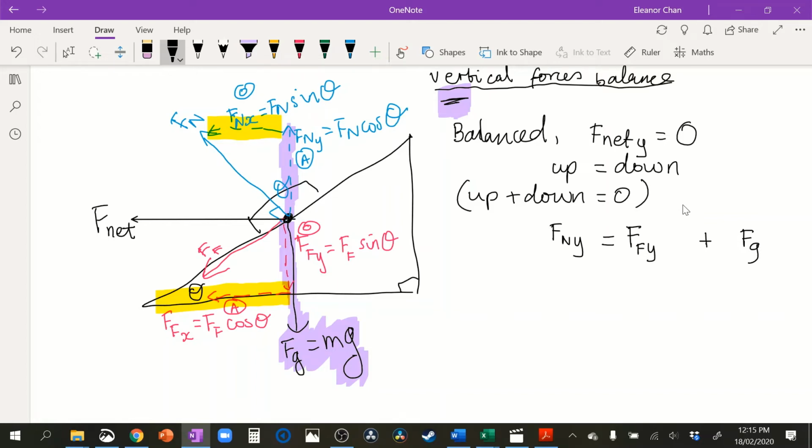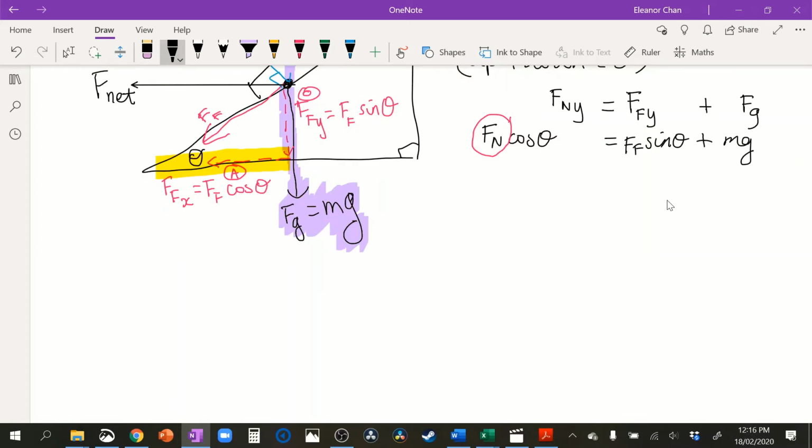Now let's keep going. F and Y is the same as your normal force times cosine theta, and that equals your F sine theta plus your mg. Okay? Now I'm going to go pretty quickly at this point. At the end of the day, we will be solving for Fn. That's the purpose of this part. From now on, we're going to be substituting numbers and rearranging. Let's substitute our numbers in.